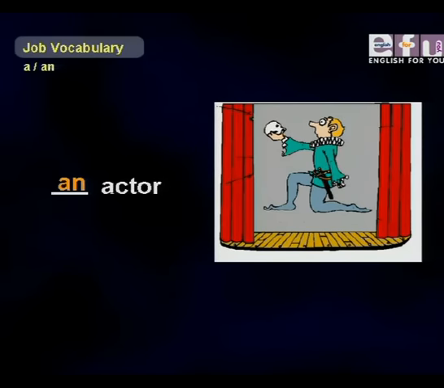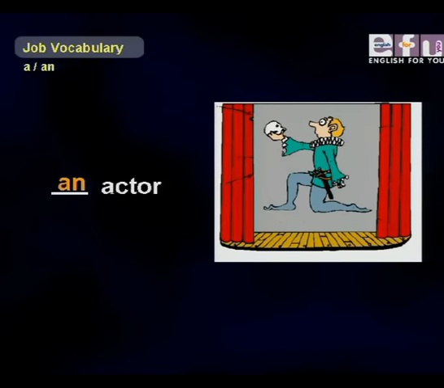An artist draws pictures. An engineer designs technical projects. When we put it together, an engineer designs technical projects.